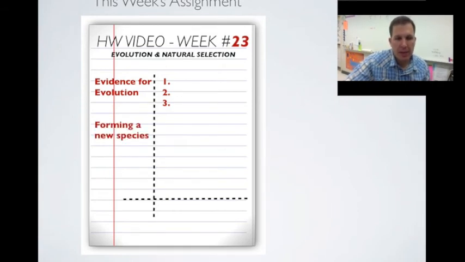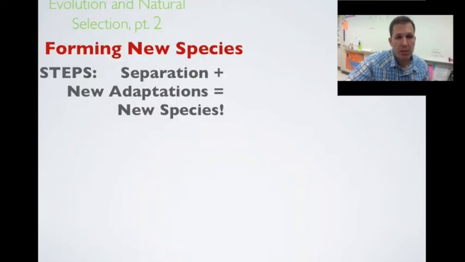And now our next left-hand term will be forming a new species. So we talk a lot about species, so I want to talk about how we form a new species, okay? So you want to write down these steps. The steps are a species just gets some separation, gets new adaptations, and then forms new species.